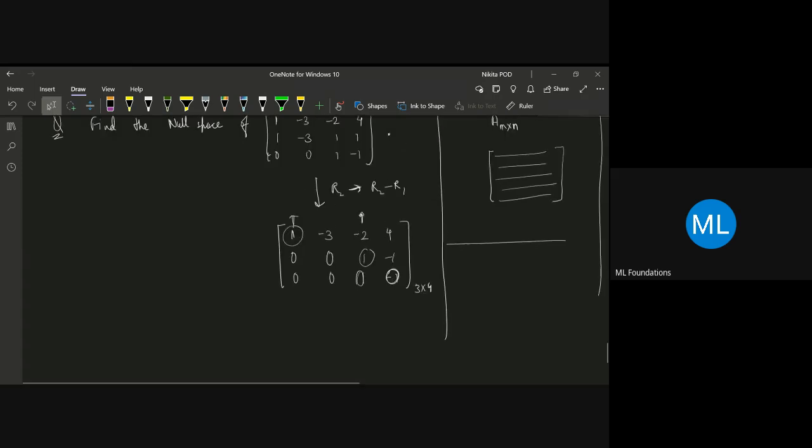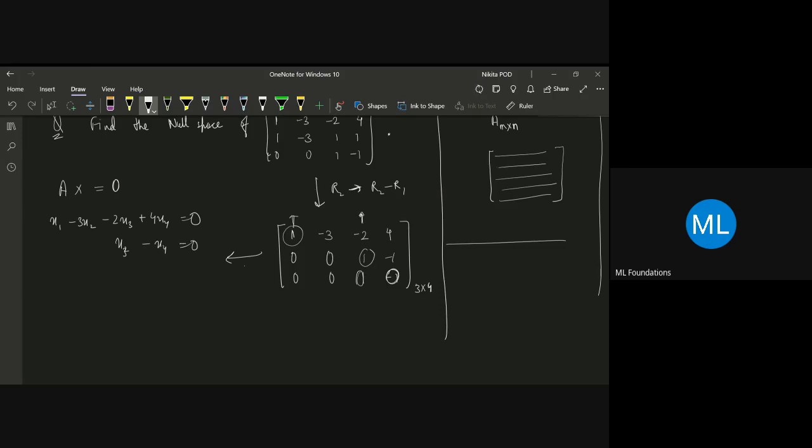Now you will write each of these. We want the solution for Ax equals 0, right? Now just write it as x1, x2, x3, x4. So you will get x1 minus 3x2 minus 2x3 plus 4x4 equals 0. Then you have x3 minus x4 equals 0.